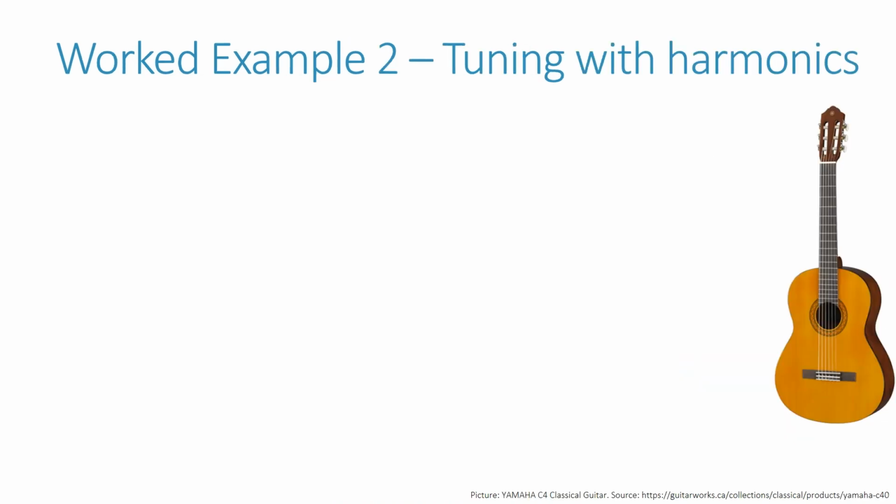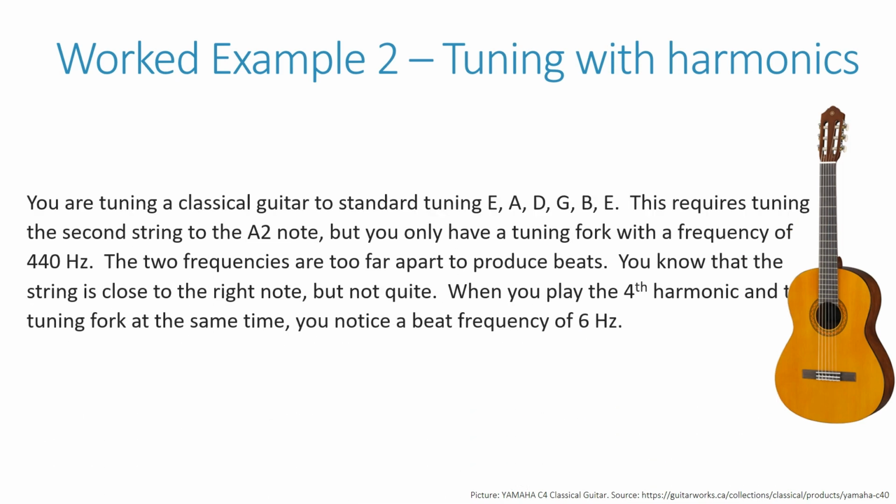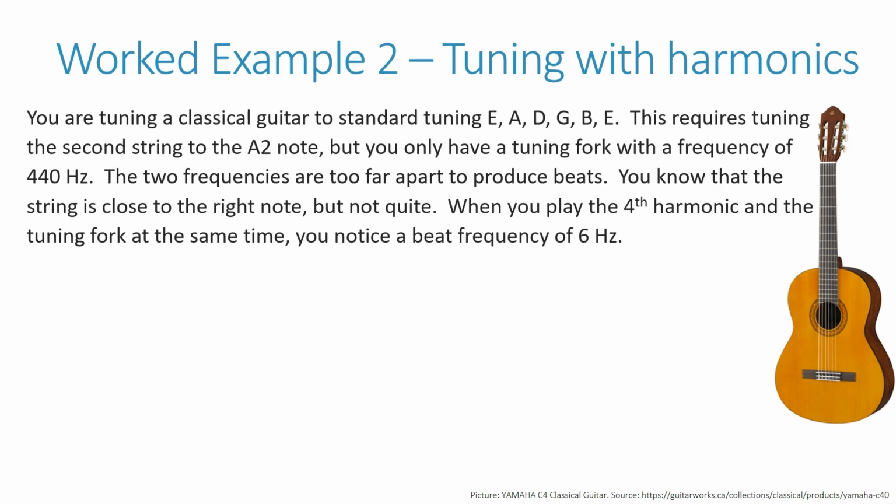Let's have a look at a second example, which is tuning a guitar. Now, I play guitar, and I started learning on classical guitar with the standard tuning, E, A, D, G, B, E. But it requires tuning the second string to the A2 note. But if you only have a tuning fork, and when I first started playing guitar, I only had a tuning fork with a frequency of 440 Hertz.